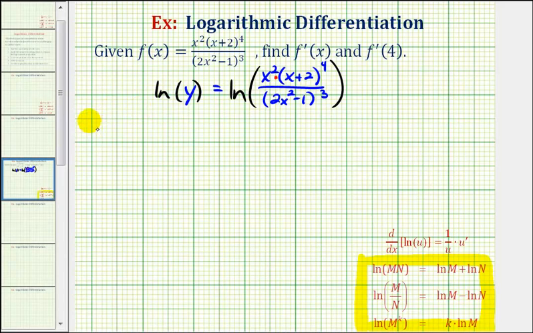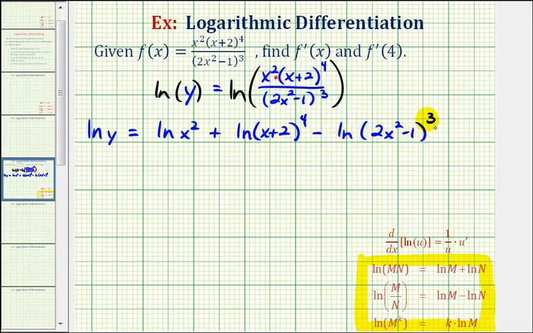So we would have natural log y equals natural log x squared plus natural log of the quantity x plus 2 to the fourth, and then because of the division we have minus natural log of the quantity 2x squared minus 1 to the third.